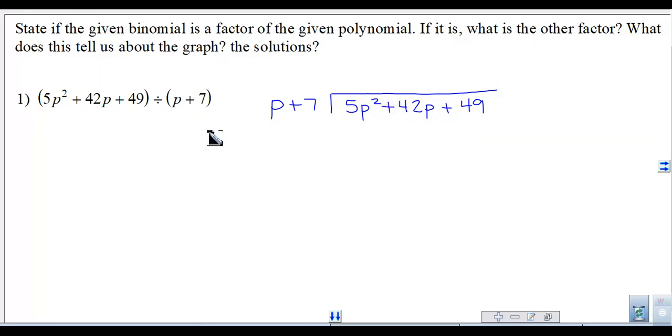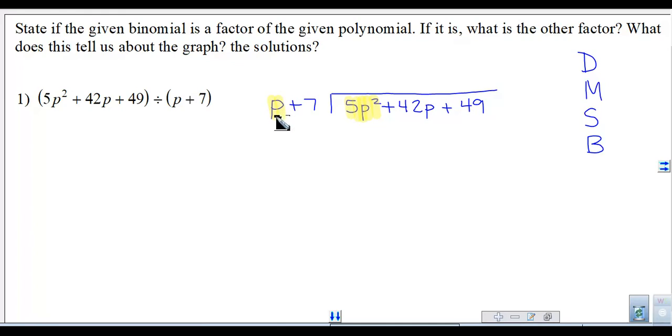After you have things set up correctly, we are only going to focus on the first term of each polynomial for our division. And we're going to follow the 4 steps of long division. We'll divide first, then we will multiply, subtract, and then bring down. And we'll keep repeating these steps over and over until we are done.